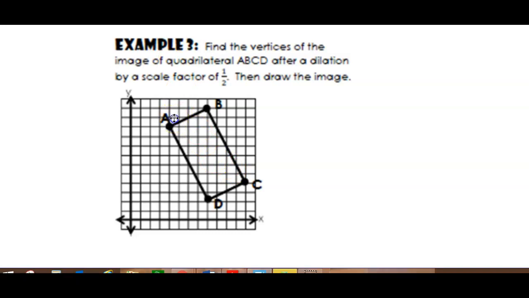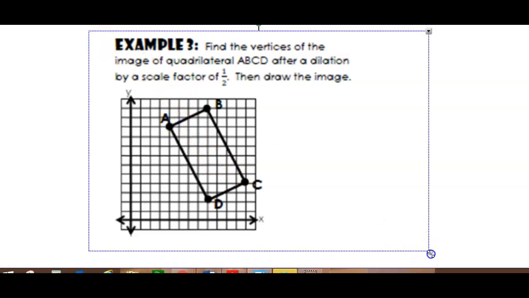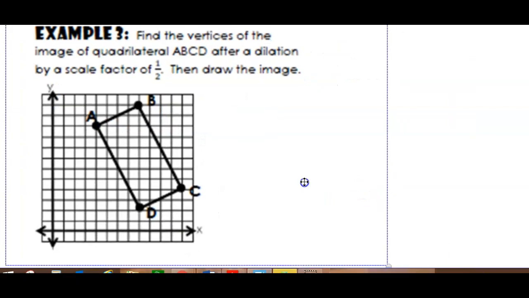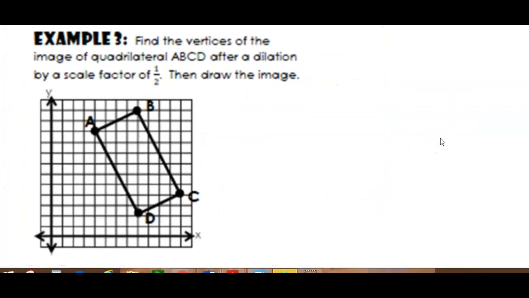So for example number 3, this one is just a little bit trickier for several different reasons. For the first reason, you have a shape that is tilted. And some of the times when those shapes are tilted, it is hard to make sure that you're in the right spot you need to be when you're graphing the points. And then the scale factor on this one looks different as well.